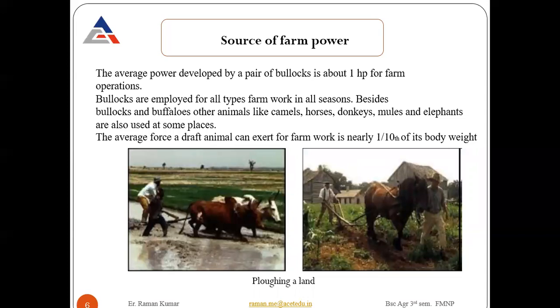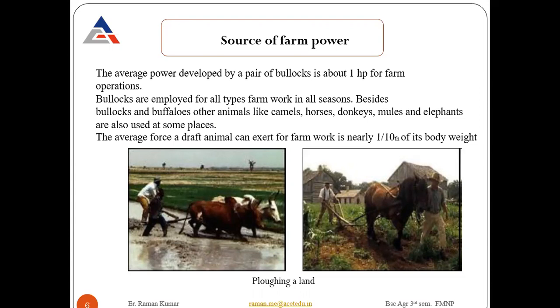So 1 HP will be equal to 10 manpower. Bullocks are employed for all types of farm work in all seasons. Besides bullock and buffalo, other animals like camels, horses, donkeys, mules, and elephants are also used in some places. In some places mostly bullocks are used, but in some places camels, horses, donkeys, mules, and even elephants are also used.